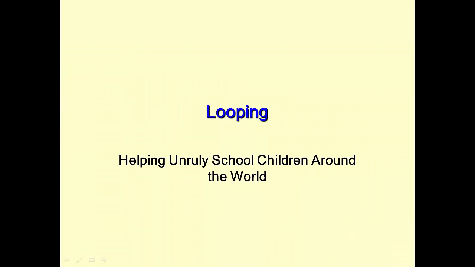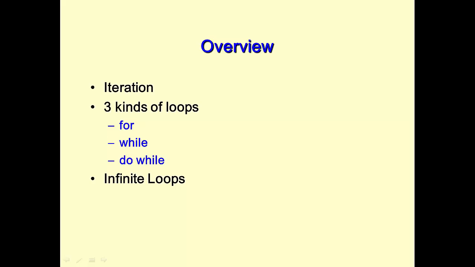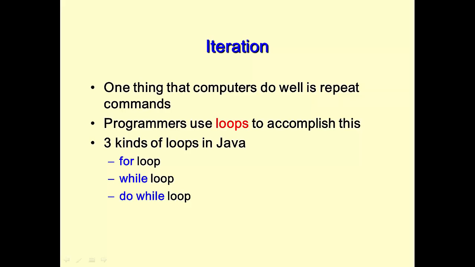In this presentation, we're going to talk about looping and how it can be used to solve a lot of common problems that we have in computing. So as an overview, we'll talk about iteration. We'll talk about the three kinds of loops that are in Java, specifically the for loop, the while loop, and the do while loop. And then we'll also talk about infinite loops, what they are and how to avoid them.